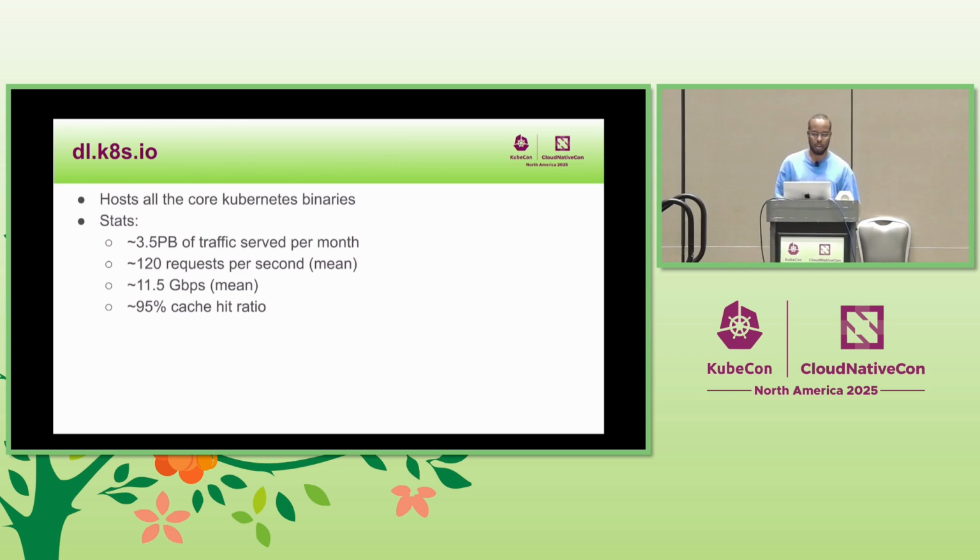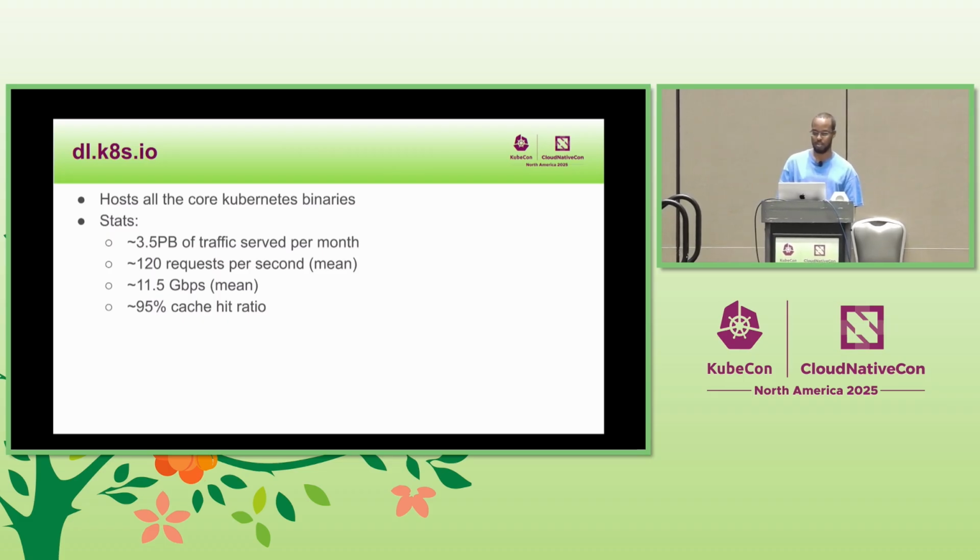In a given month, we serve about 3.5 petabytes of data through our CDN provider, which is Fastly. On average, we get about 120 requests a second, and the traffic that we pull is about 11.5 gigabytes per second. Most of that traffic hits the cache, so it doesn't hit the origin, which is good for us. We're currently getting about a 95% cache hit ratio.